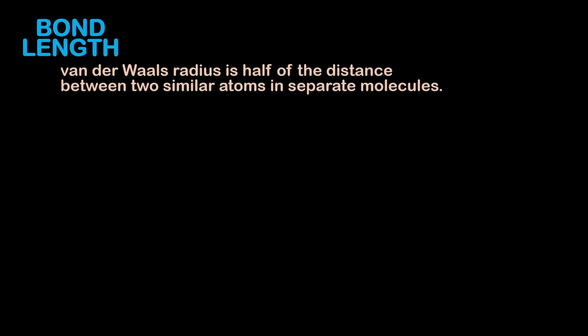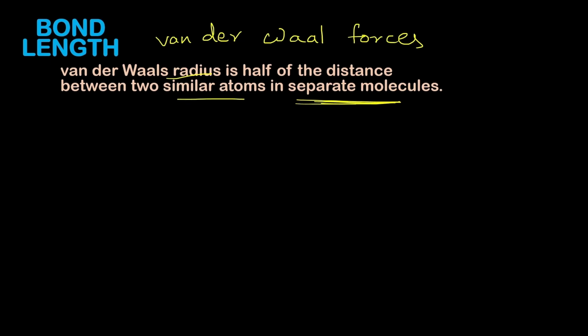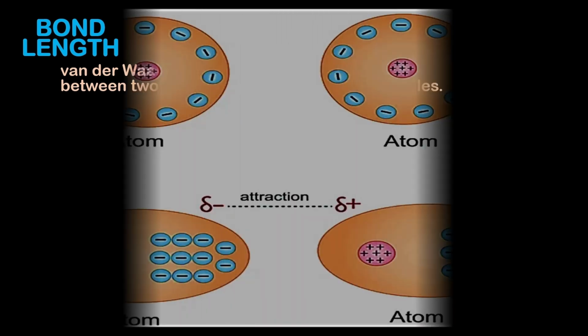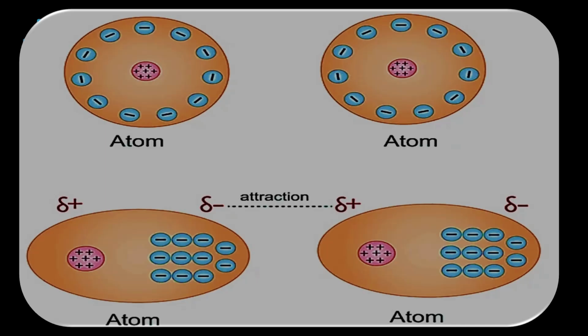Looking into the next type of the radius, we are going to see the van der Waals radius. Well, van der Waals radius is due to the presence of the van der Waals forces of interaction which are seen between two different molecules, or two separate molecules to be very specific, between two similar atoms. So in this case, we can have a look at the van der Waals forces of interaction using this diagrammatic representation. So we have atom number 1 and atom number 2 over here.